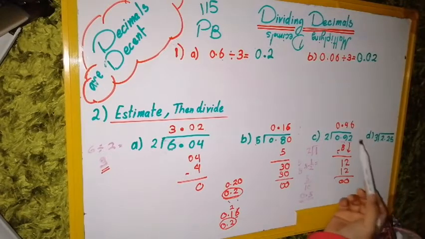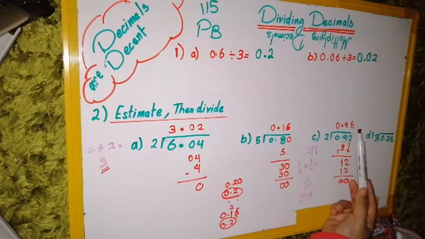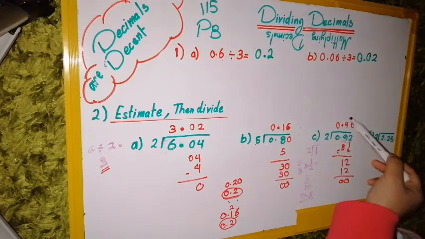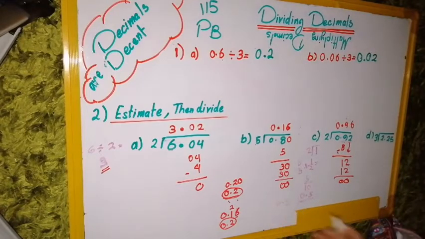Okay, is this close to this? Yes, because if I try to round this to the nearest one decimal, or tenths, this is more than 5, so I'm going to add 1 here. So this is going to be 0.5 also. So they are the same. Now let's see the next one, D.